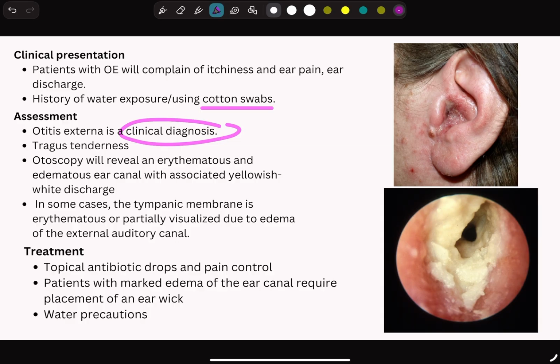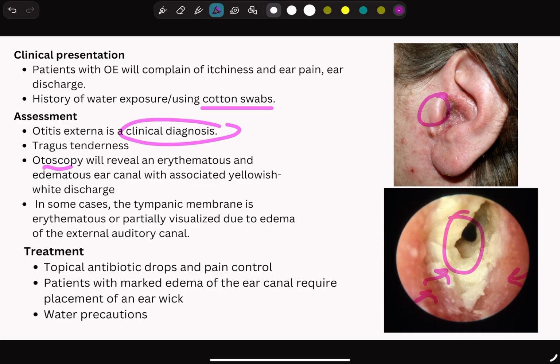And when you press on this part, which is the tragus, the patient will jump from pain. Okay, so when you put the otoscope in, what you will see is whitish discharge, and sometimes a very edematous, erythematous canal that is sometimes so severe, it's collapsing, that you cannot even see the tympanic membrane.